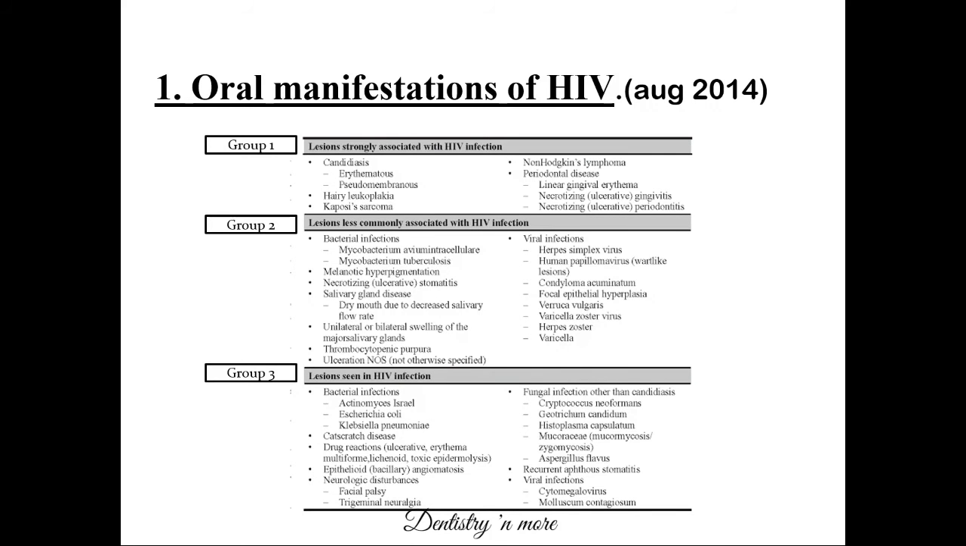Next question, as I said already, this question has been discussed. It's the oral manifestations of HIV. You have to enlist the 3 groups, that is group 1, 2 and 3, and then enlist under each group and cite examples of what all are the diseases or conditions that can be seen under each group.